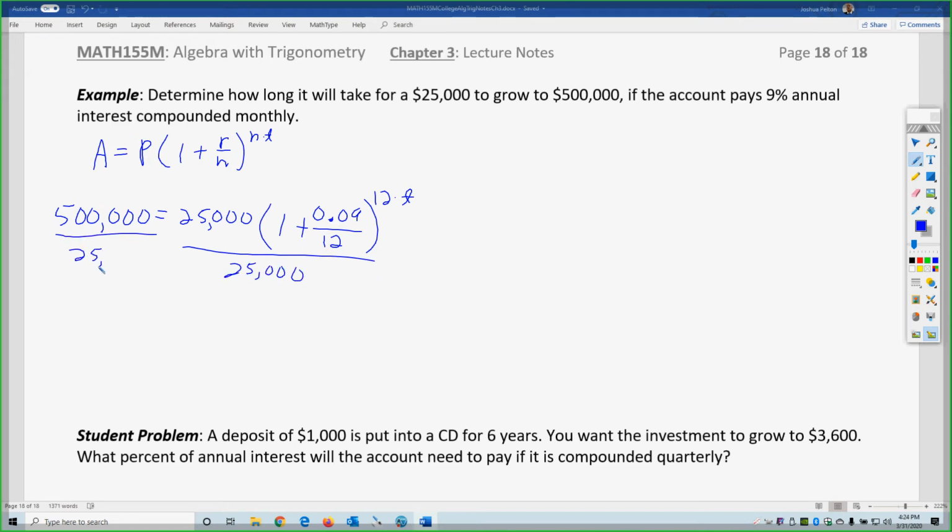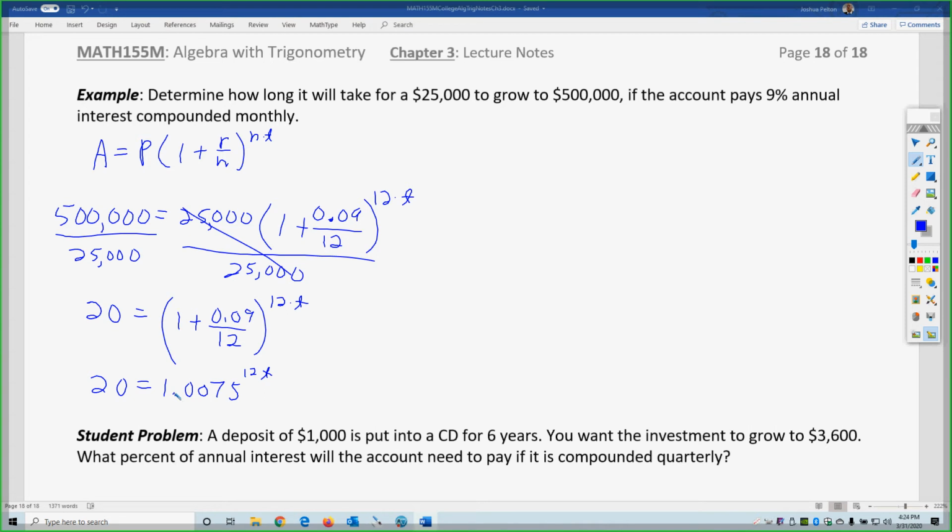Again, you do add subtract step first, but there is no add subtract step here. So that's going to give us 20 equals 1 plus 0.09 over 12 to the 12t. So the inside of these parentheses can be simplified here to a nice rational answer. If it was not rational and involved rounding, don't do it. But since I can do it here, I am going to. So I have to do the division first, then the plus 1. So 0.09 divided by 12, then add 1. I'm going to get 1.0075 to the 12t.